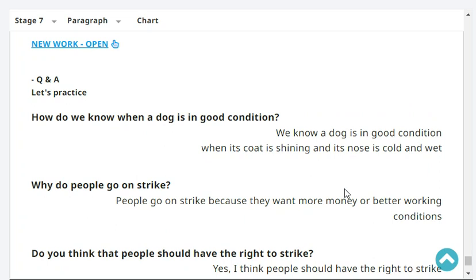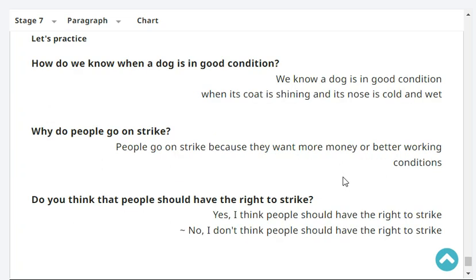How do we know when a dog is in good condition? We know a dog is in good condition when its coat is shining and its nose is cold and wet. Very good.